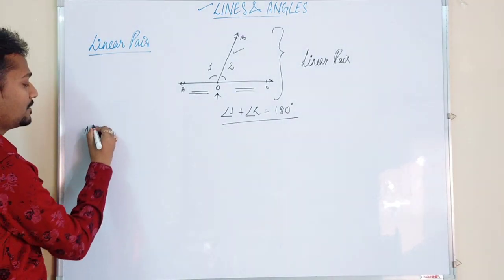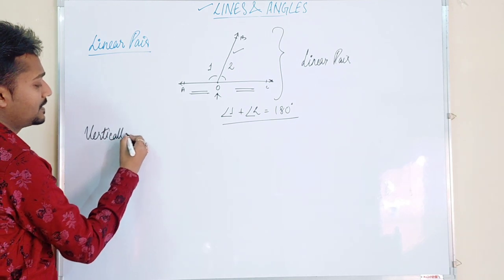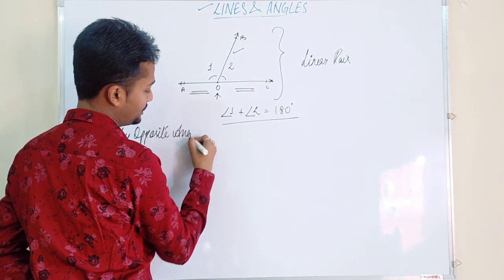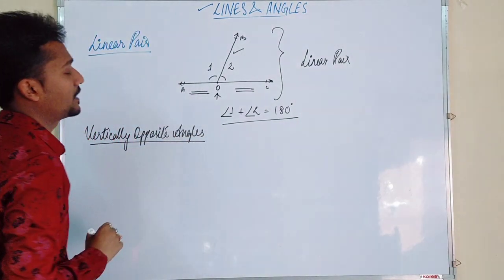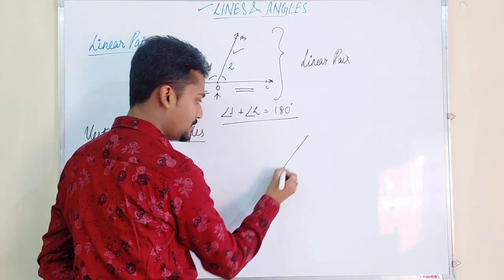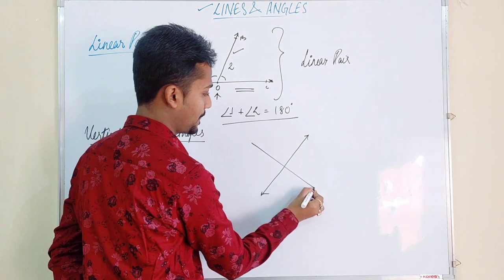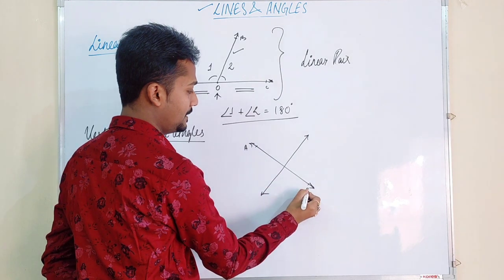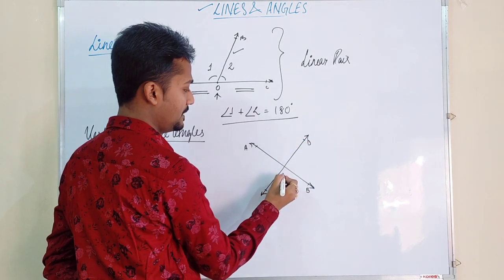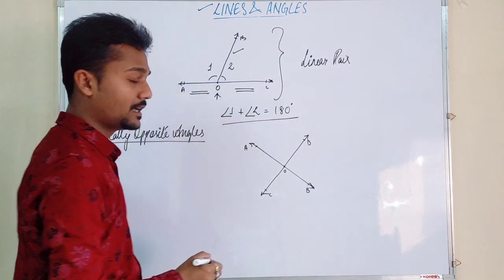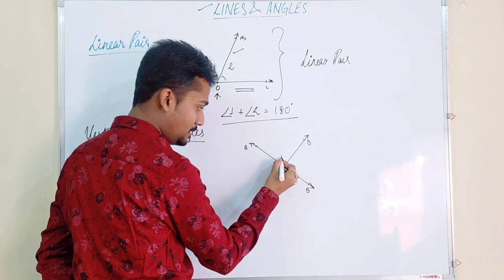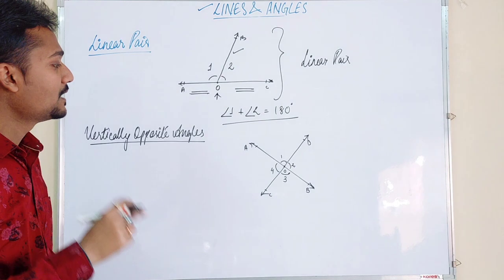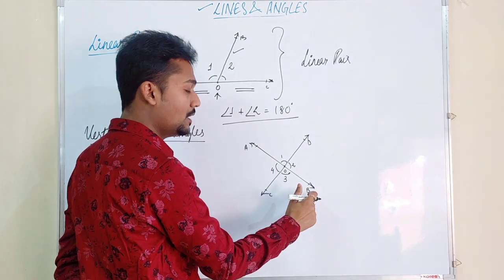Next is vertically opposite angles. Okay. Now I draw two lines which intersect each other. So mark it as A, B, C, D and this as O. How many angles are formed? Yes, 1, 2, 3, 4. Okay, 4 angles are formed by the intersection of two lines.